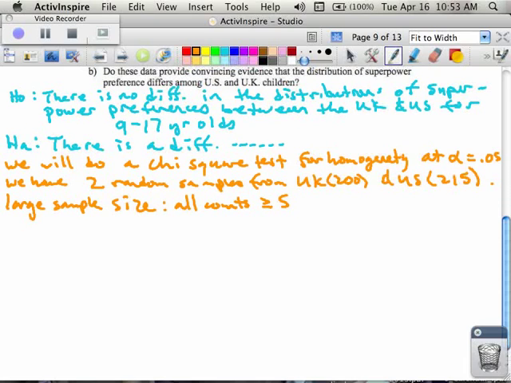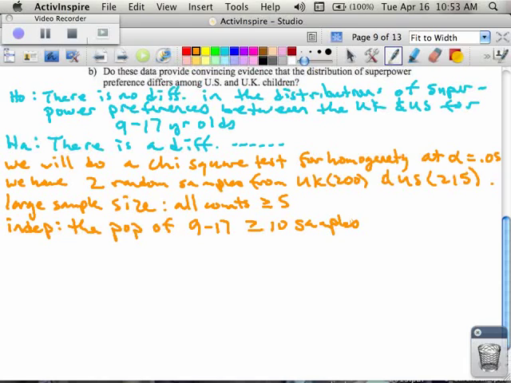And to see if they're independent, the population of 9 to 17-year-olds is greater than or equal to 10 times our samples. You probably should actually write them out and see what they are, but to save space on the whiteboard, I'm not going to. So you could say, oh, there's 200 from the UK. Do we have at least 2,000 9 to 17-year-olds? Yep. And do we have at least 2,150 from the US? Yep. So you know that they're independent.